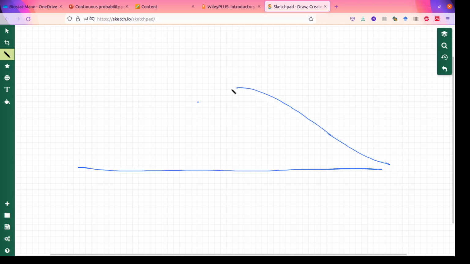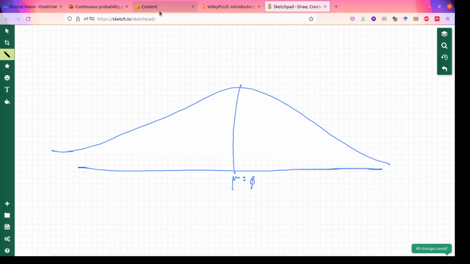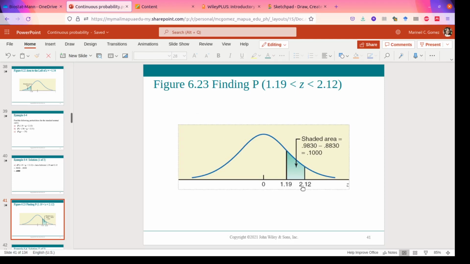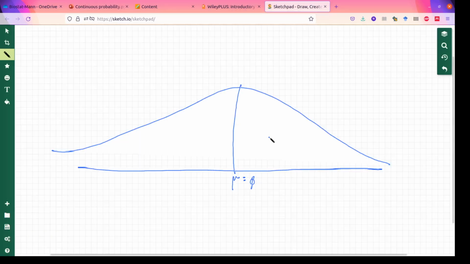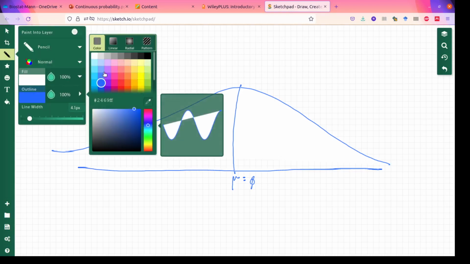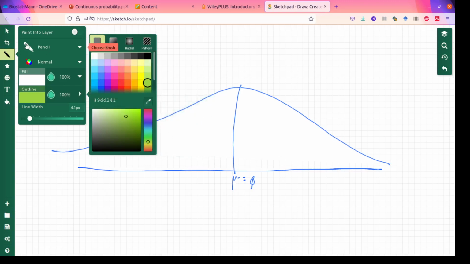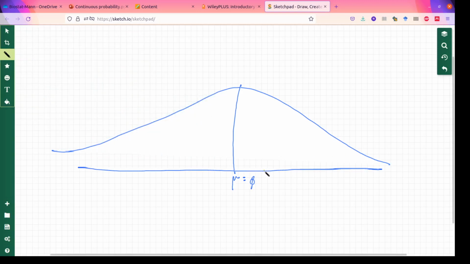So again, if you have your probability distribution curve, like so, this is our mu equal to 0. So it's a standard normal probability distribution. So from our values, it is 1.19 and 2.12. So if we define the regions, 1.19, so again, change my color. So this is 1.19.